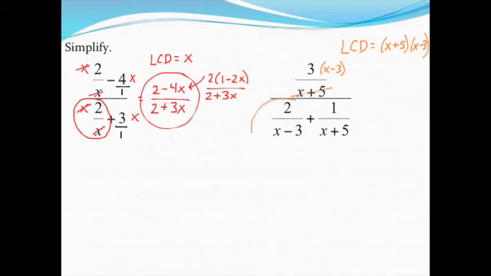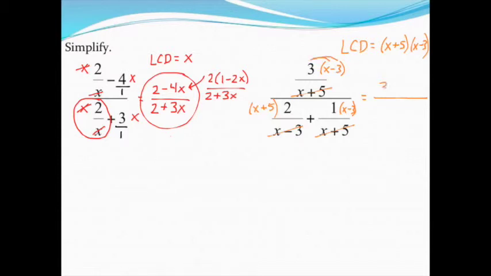Down here, if I look at this part of the problem, I know that x minus 3 would cancel out, but that x plus 5 would be left behind. Notice I've included parentheses so I remember to distribute. And finally, I know down here, for this last piece of the problem, that x plus 5 would cross out, but x minus 3 would be left behind. So let's go ahead and distribute and see what I've got when I've eliminated the fractions within the fraction.